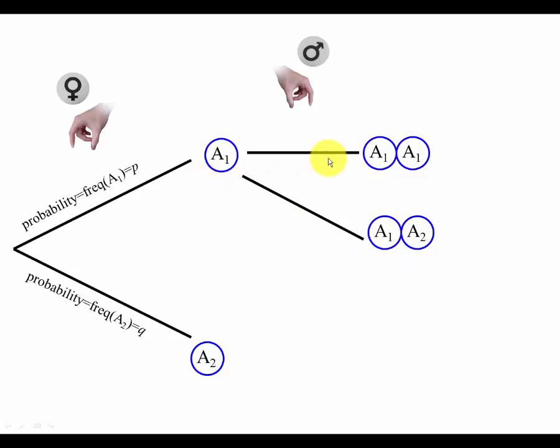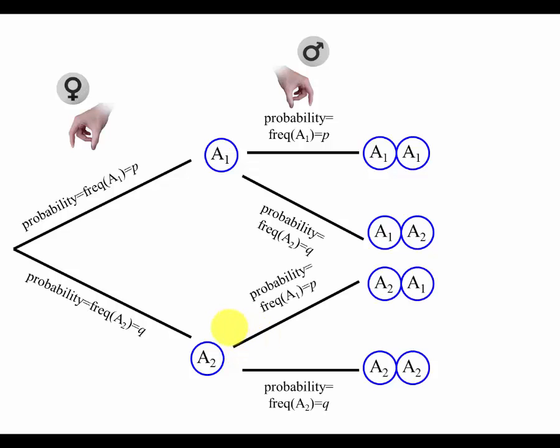What are the probabilities of taking these two paths? Once you're here, the probability of going down this path is P, the frequency of A1 alleles. Because just as with Mom, the probability that Dad pulls out an A1 allele is P, and the probability that he pulls out an A2 allele is Q. It's the same situation down here. If Mom has donated an A2 allele to the offspring, then Dad either pulls out an A1 allele with probability P or an A2 allele with probability Q. Okay, now we've got our three genotypes.